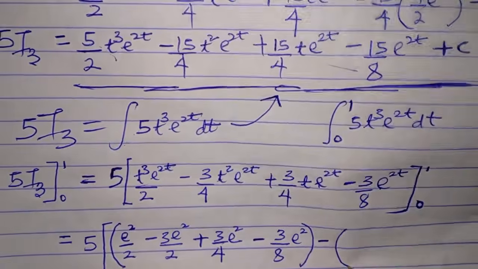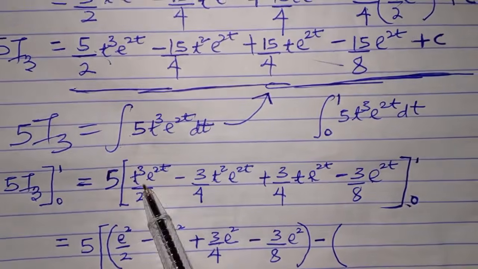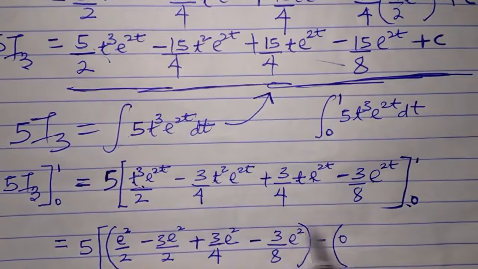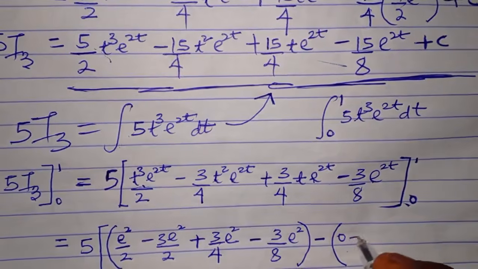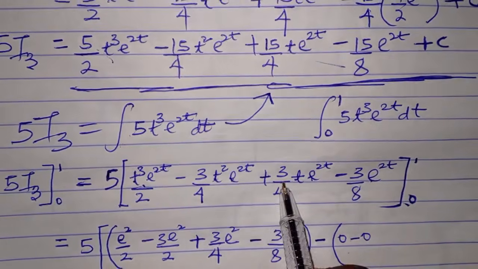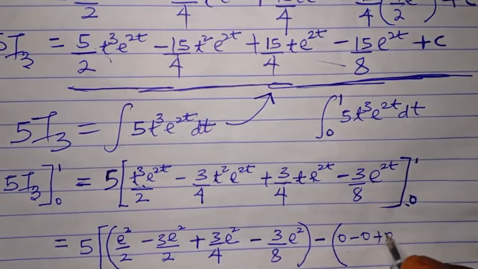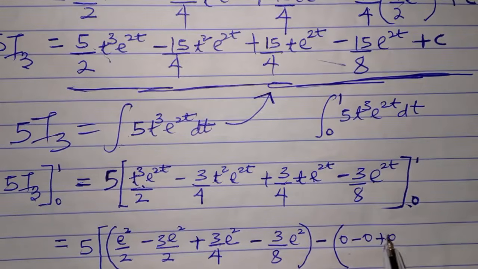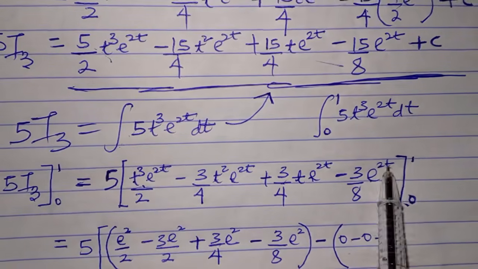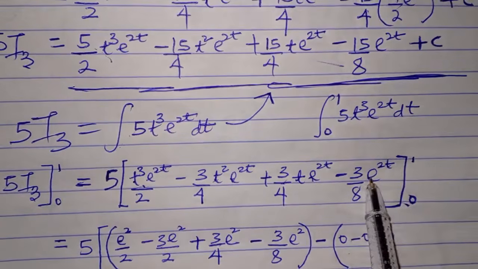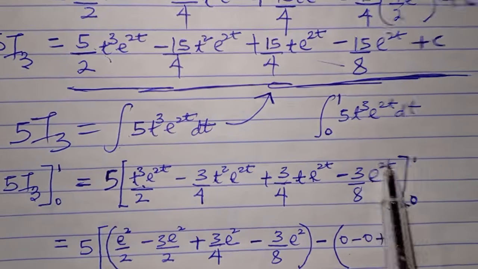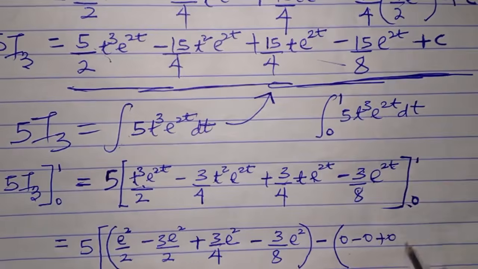Minus, I'll plug in 0 now. 0 enters here, everything becomes 0. Everything becomes 0 here, and everything becomes 0 here also. But what we'll have here will be 3 over 8, because 2 times 0 is 0. Anything to the power 0 is 1, so e to the power of 0 is 1, remaining just 3 over 8.